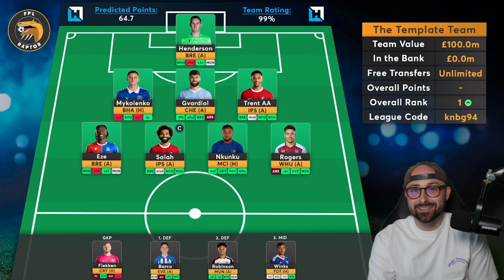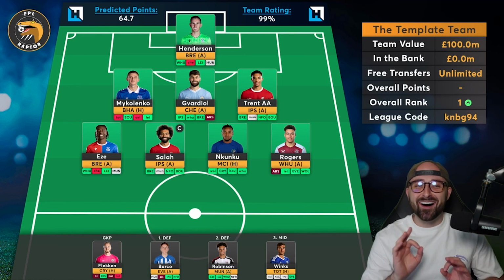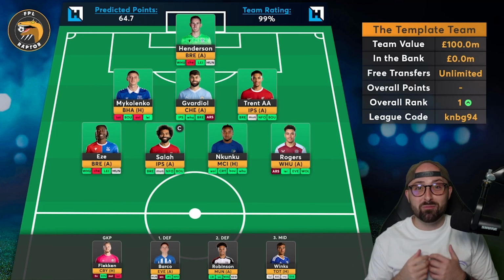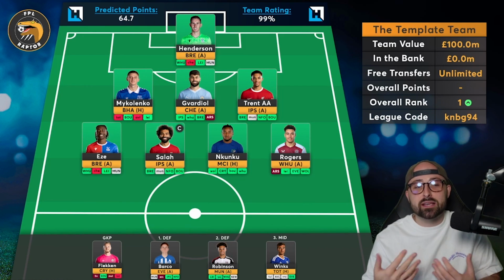So let me know in the comments, are you one of those template people? Do you have Eze, Salah and Nkunku? I will hold my hands up. I have those 3 because I think they're fantastic.